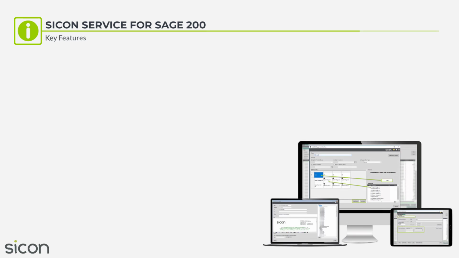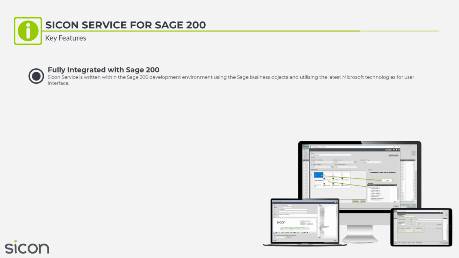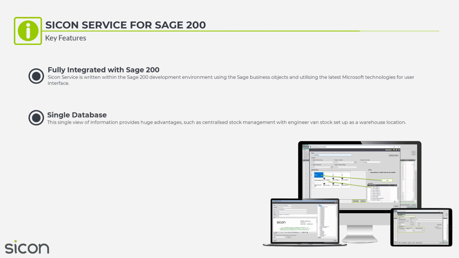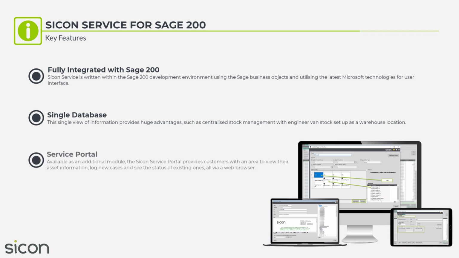Key features. Fully integrated with Sage 200. Sicon Service is written within the Sage 200 development environment using the Sage business objects and utilising the latest Microsoft technologies for user interface. Single database. This single view of information provides huge advantages, such as centralised stock management with engineer van stock set up as a warehouse location.